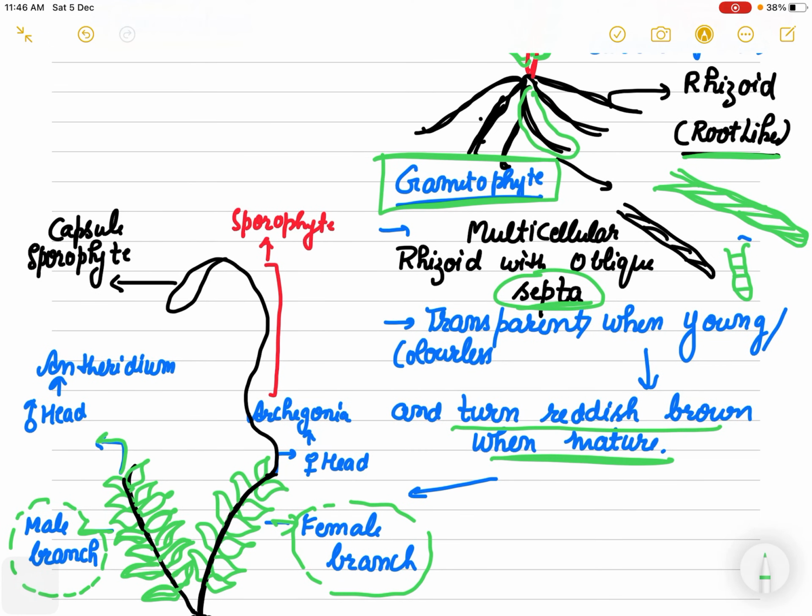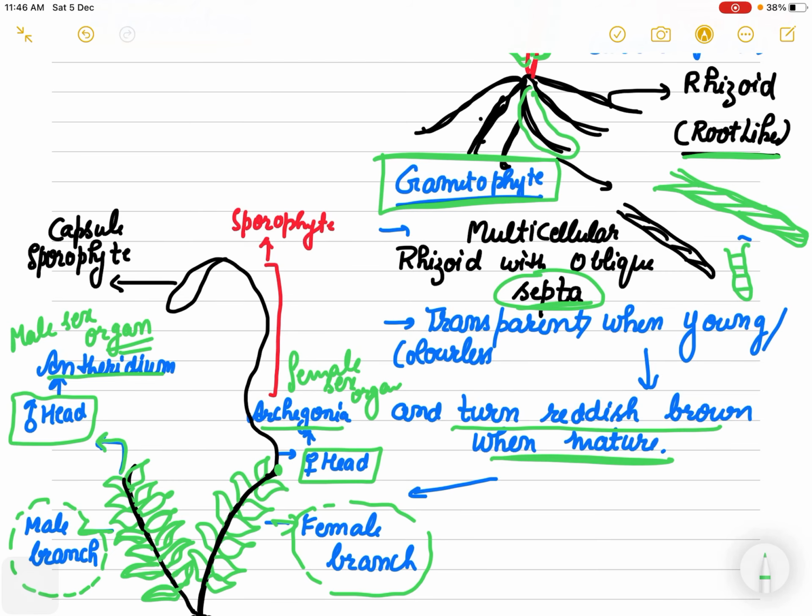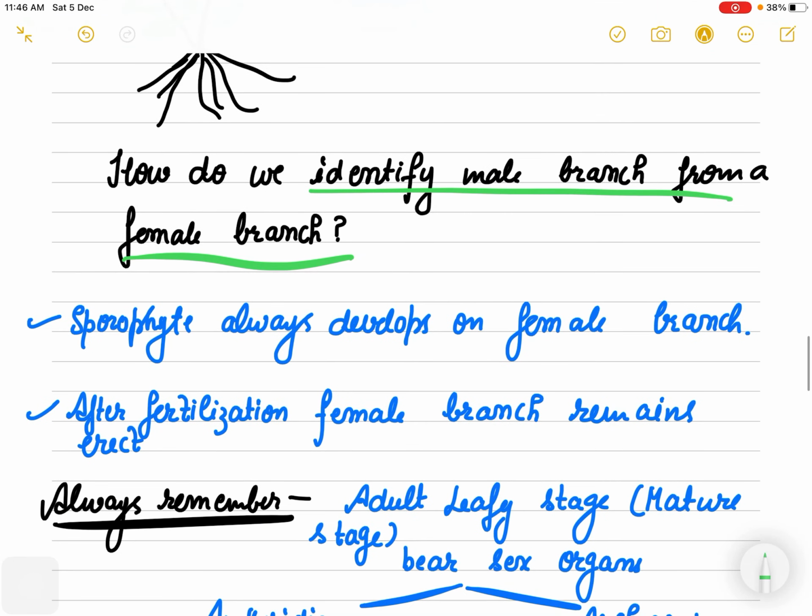On the tip of the male branch, which is known as the male head, there is growth of the male sex organ, known as antheridium. On the tip of the female branch, known as the female head, the female sex organ develops, known as archegonia. So it depends on the male and female parts. If antheridium is developing, it is the male branch. If archegonia is developing at the tip, it will be the female branch.